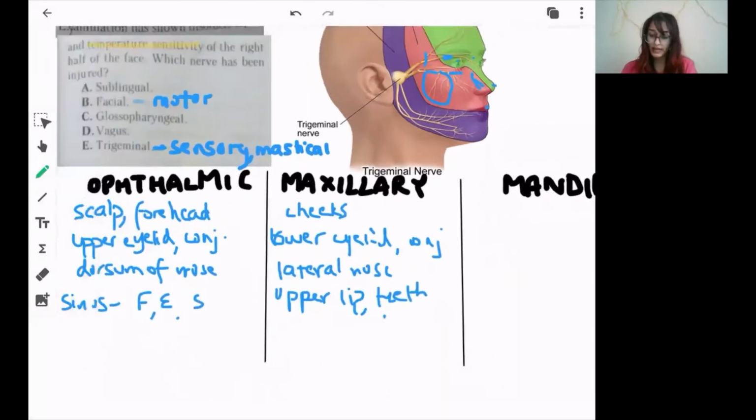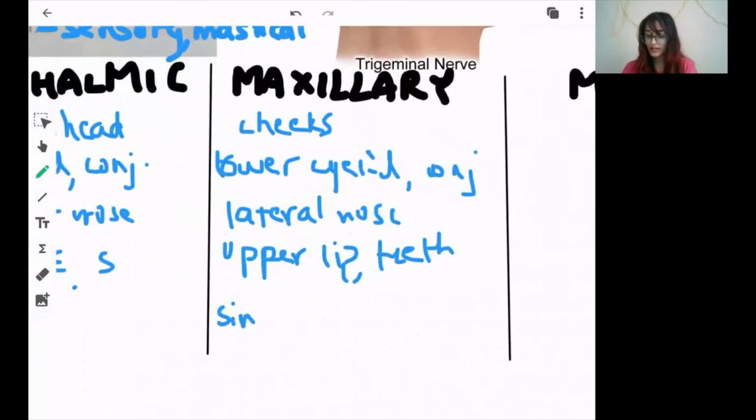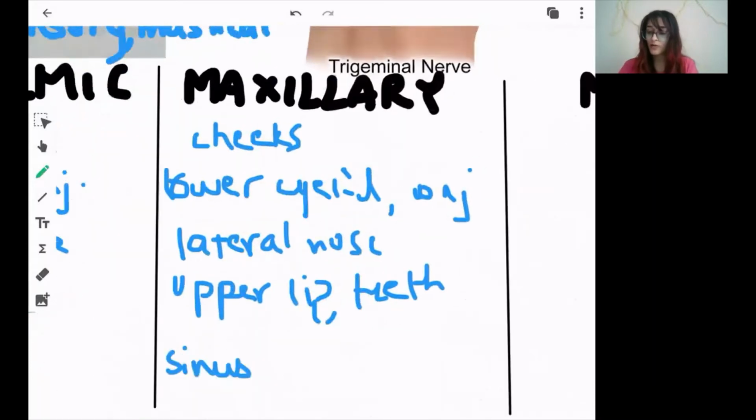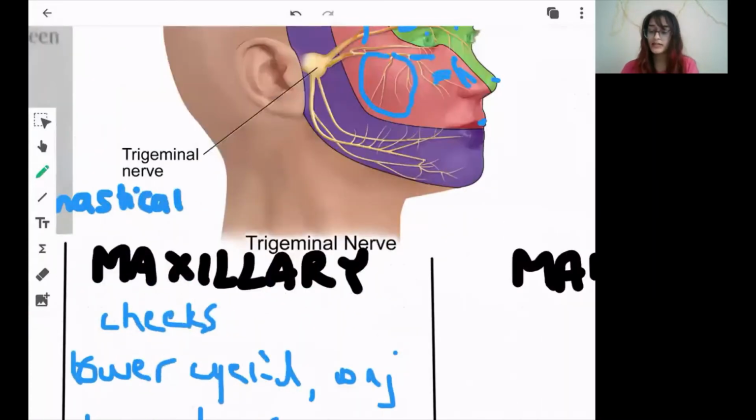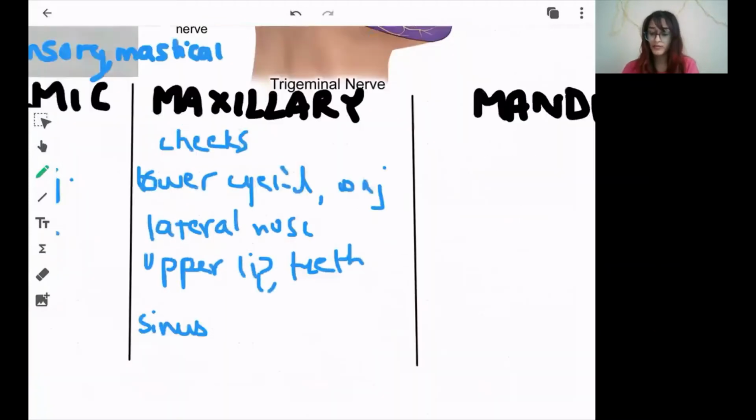And what sinus is present here? That is the maxillary sinus. So the maxillary nerve supplies the maxillary sinus.